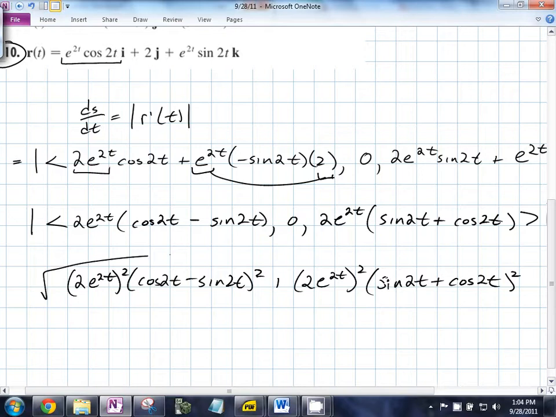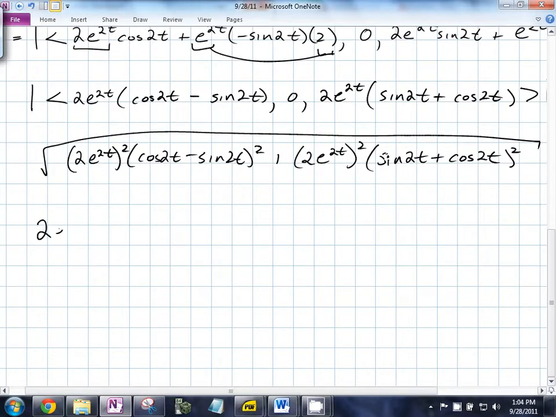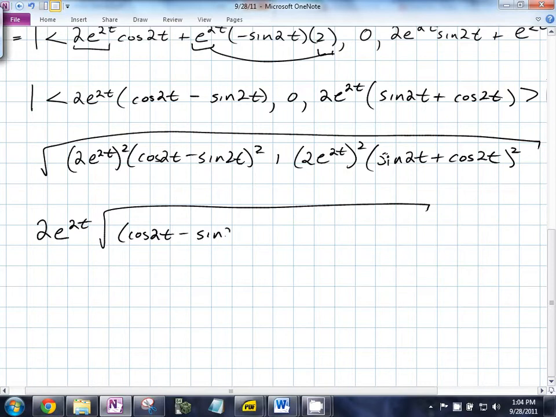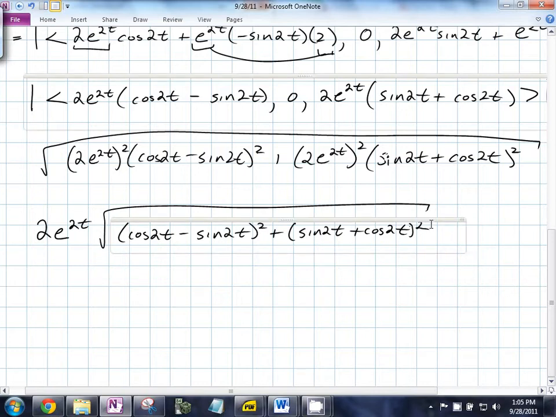So if we do that, what can we pull out of the front here? 2e to the 2t, right? Times the square root of cosine 2t minus sine 2t, squared, plus sine 2t plus cosine 2t, squared. It's not even the difference. It's going to be, but we need to get there. We're not quite there yet. Point is, there's no difference of squares yet. That's the sum of squares. So there's no nice factorization where things cancel out.